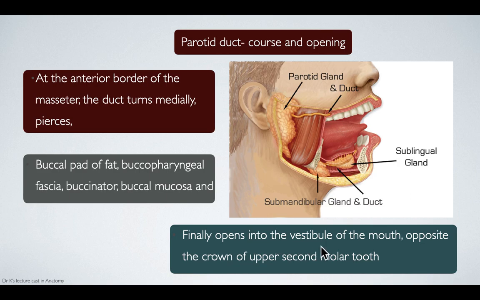What is the vestibule? In the morning you brush your teeth, right? When you put the toothbrush inside your mouth and slide it to the sides of the mouth, there is a depression where your toothbrush runs. That is the vestibule of the mouth. So exactly where does it open? It opens opposite to the crown of the upper second molar tooth. Can you see here the premolars, first molar, second molar? So it opens opposite to this crown in the vestibule.